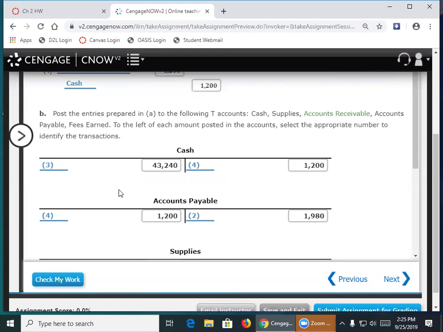Yeah, exactly. I'm going to take my 43,240 minus the 1,200 credit. Okay, so what would that be, like 4,240? Yeah. Too many numbers in there. So that would be a debit balance though, right? Cash would have a debit balance.